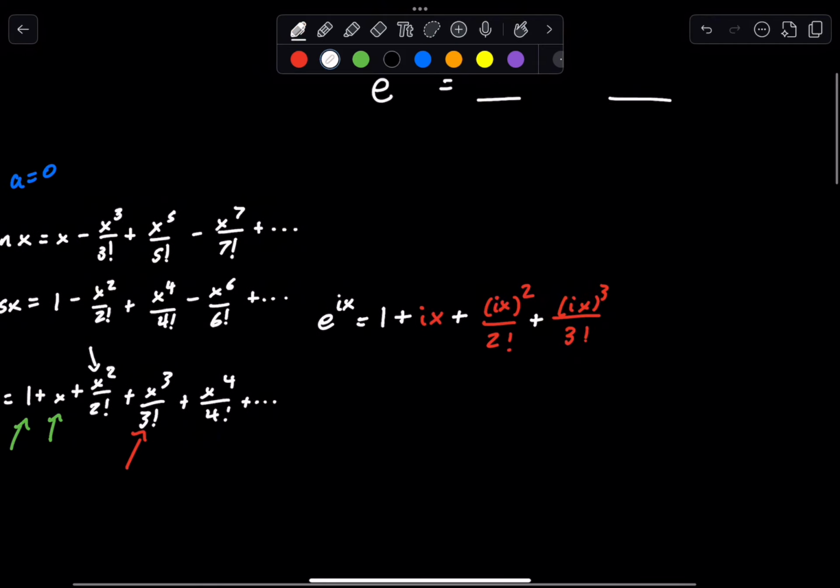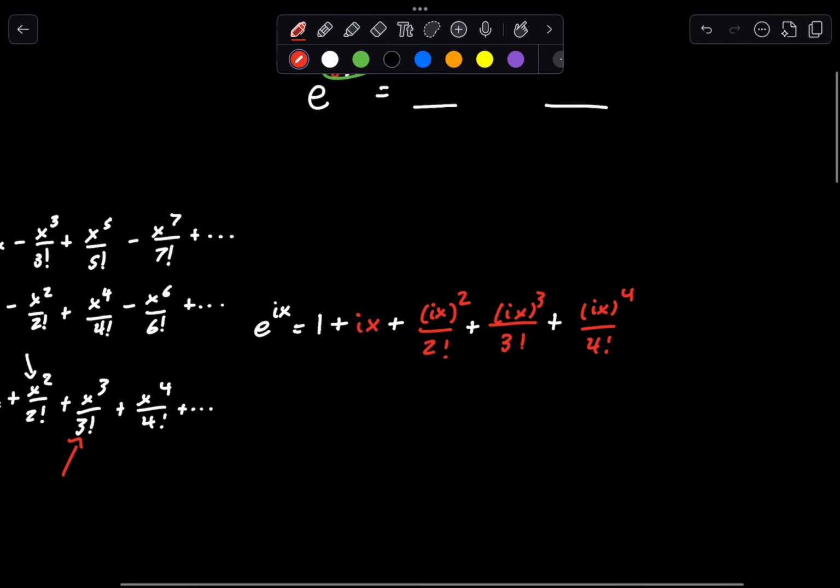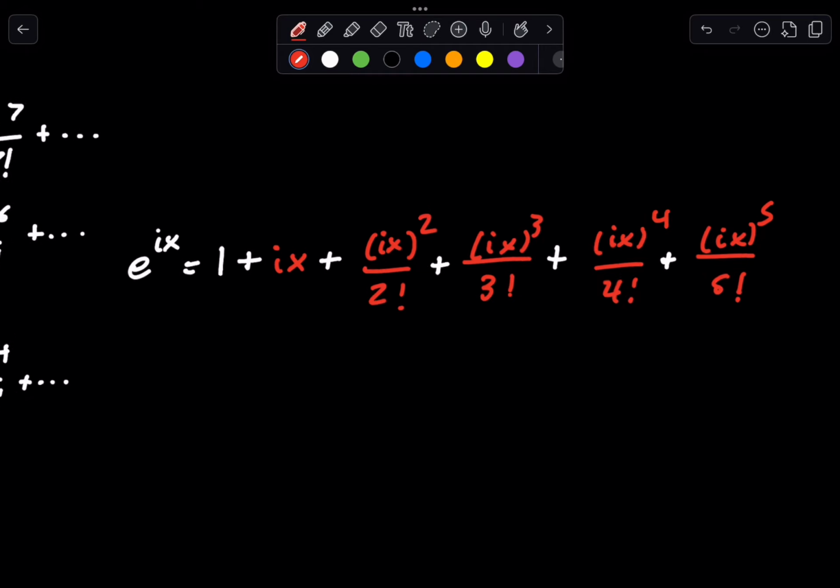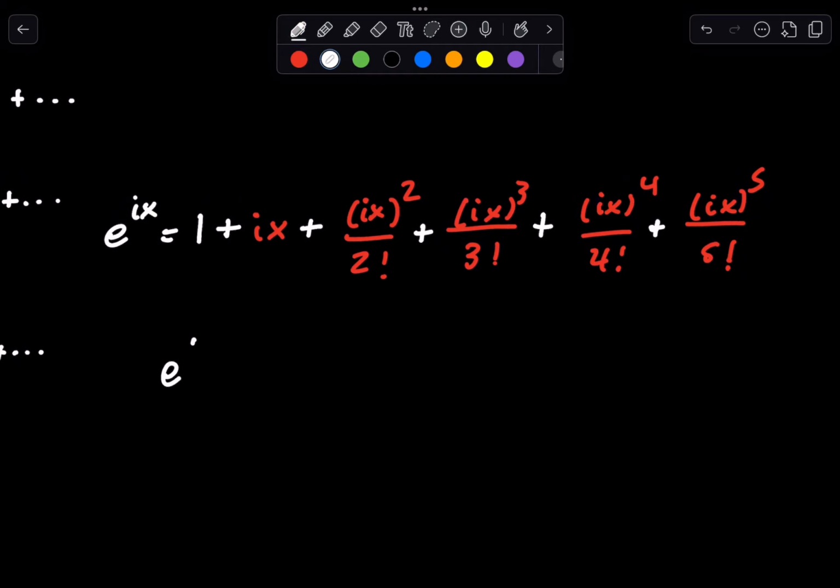Then we can continue the process. We have plus ix to the 4th over 4 factorial, and I'm going to go one more, plus ix to the 5th over 5 factorial. Now, let's just simplify. This means that e to the ix is equal to 1 plus ix.